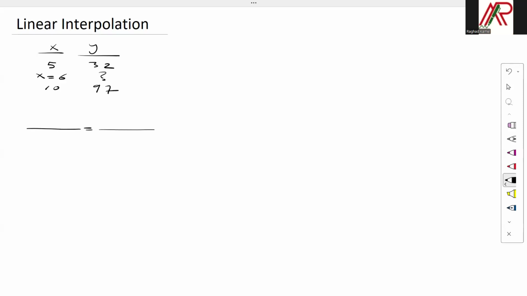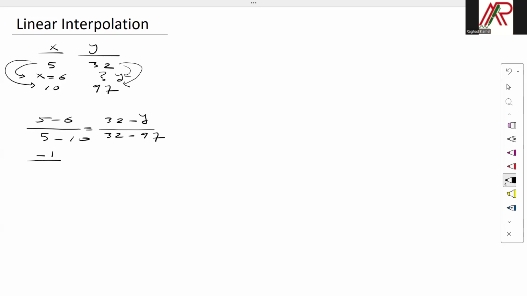So we can have this fraction here. Whatever I do from the x side, we do it for y. So here we can say 5 minus 6 divided by 5 minus 10. Do the same for the other side. So 5 minus 6 means 32 minus y, we need to find it. So we just put y here. And then 32 minus 97. Simple linear relation, just simplify it to find y.